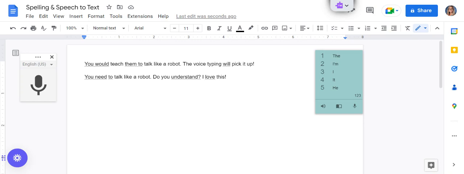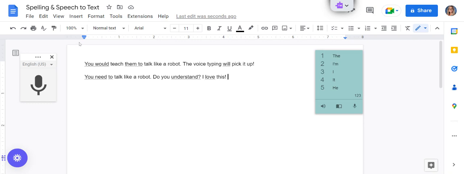Okay, so that is speech to text. The important thing with that is teaching them how to say the punctuation, and then having them read it back if they can, to make sure it makes sense before they turn it in.